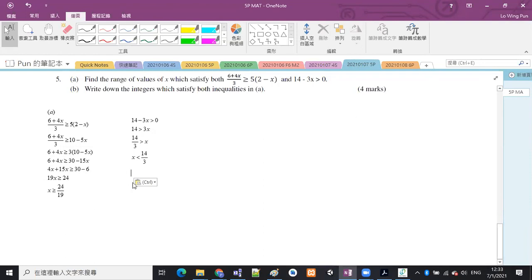But they are connected by AND. So we are going to use the number line approach here.